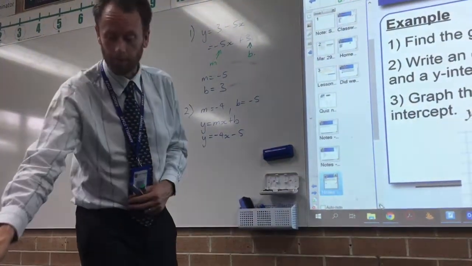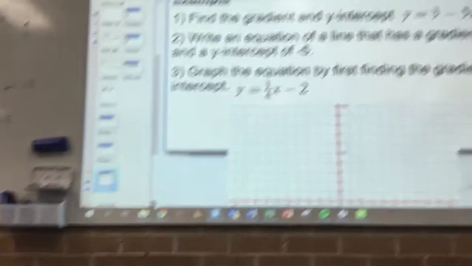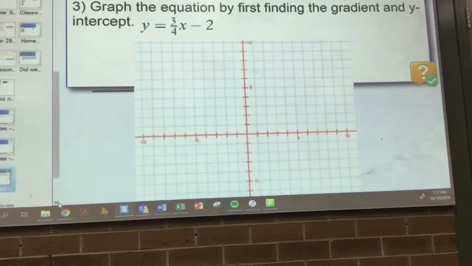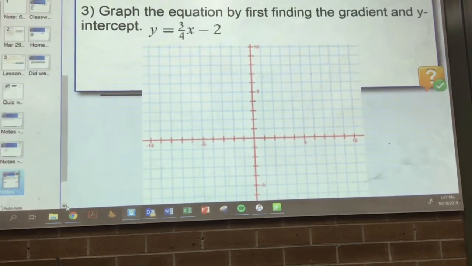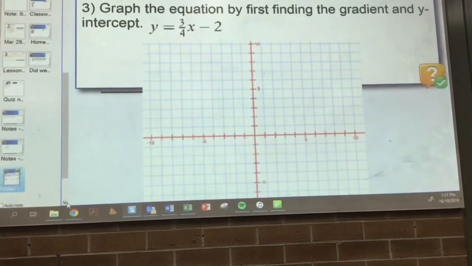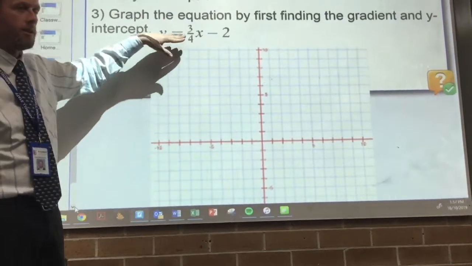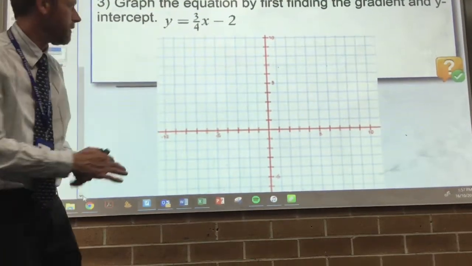There's my equation. Those two, very straightforward. So what about our third one? Our third one is slightly more complicated, a little bit more to it, but just work through each step. Graph the equation by first finding the gradient and y-intercept. Now, I want you to notice, gradient, that's our rise over our run.